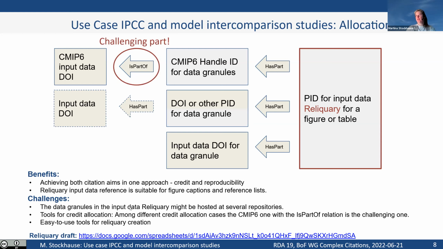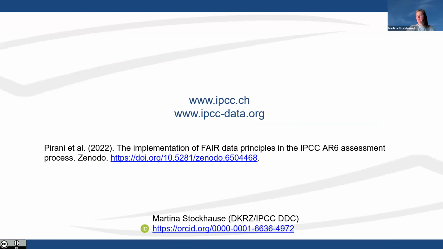Yeah, I think the challenging part, we will come to that. It's just that the direction of the granularity changes here. So in the reliquary, there are handles for the CMIP6 use case, but they are part of a larger collection as well. So I thought at the start it might be challenging, but I leave that to the discussion. So with that, I give back to Deb.